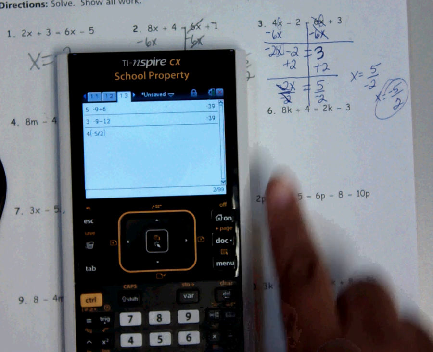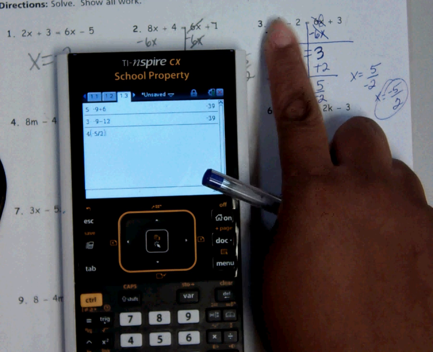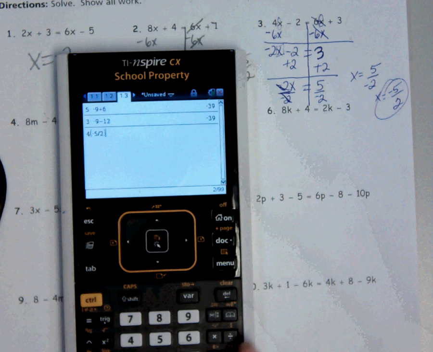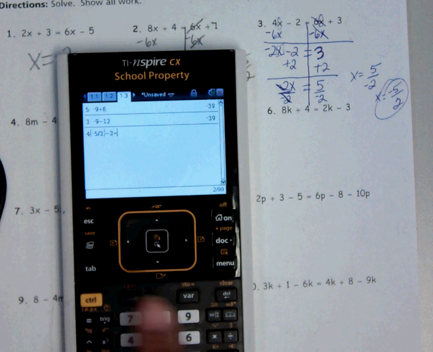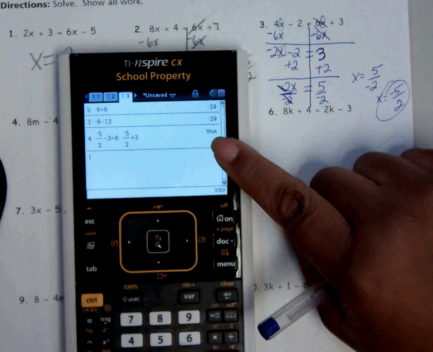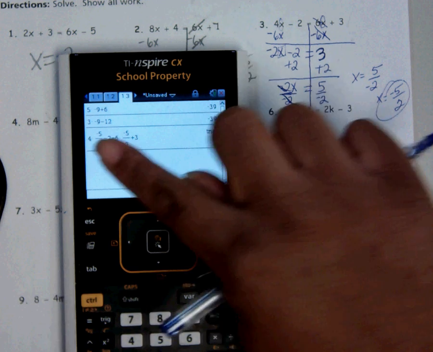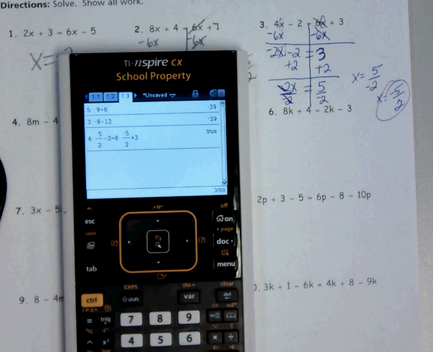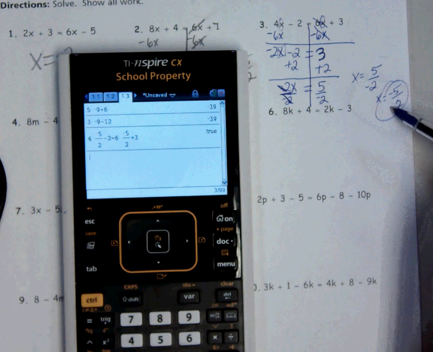Or the fraction icon or whatever you want to call it. Fraction button. So negative 4 times negative 5 over 2 minus 2 equals 6 times negative 5 divided by 2 plus 3. And what did it say? True. Did you know that you could type the whole thing in there with the equal sign and it'll tell you true or not? So look, I know this is the answer.